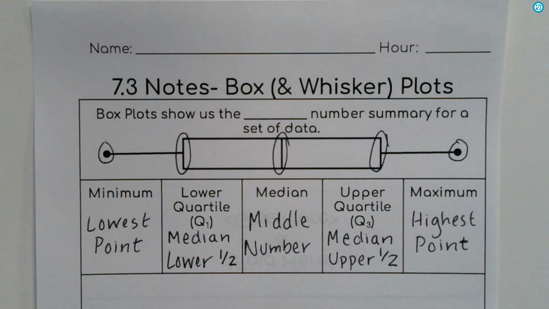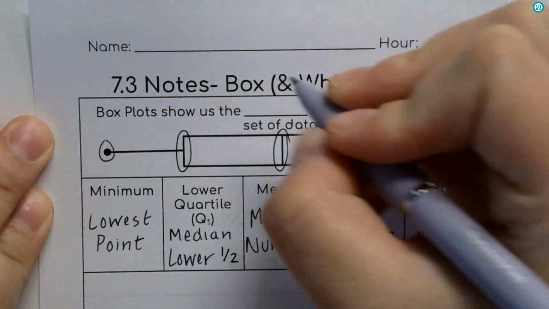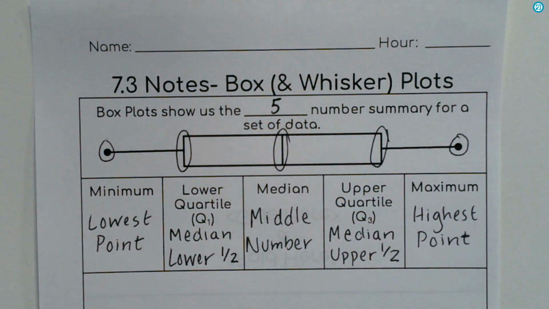Okay. I forgot to fill in this blank right here. Box plots show us the 5-number summary. There are 5 numbers. All right. Box plots show us generally how far data is spread out.